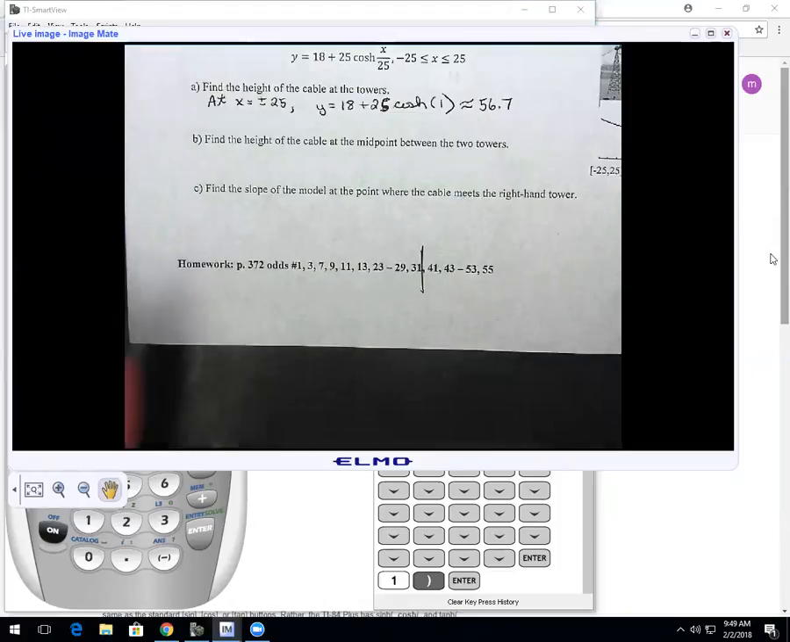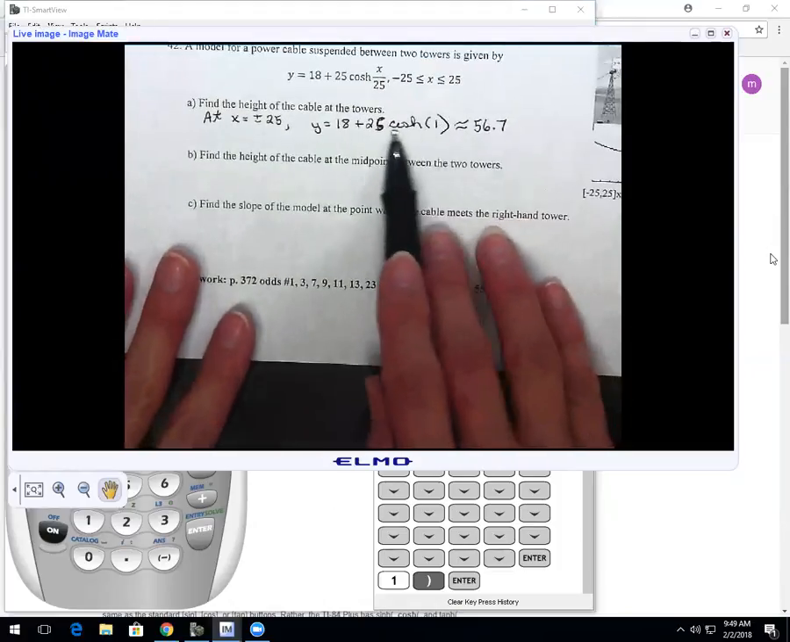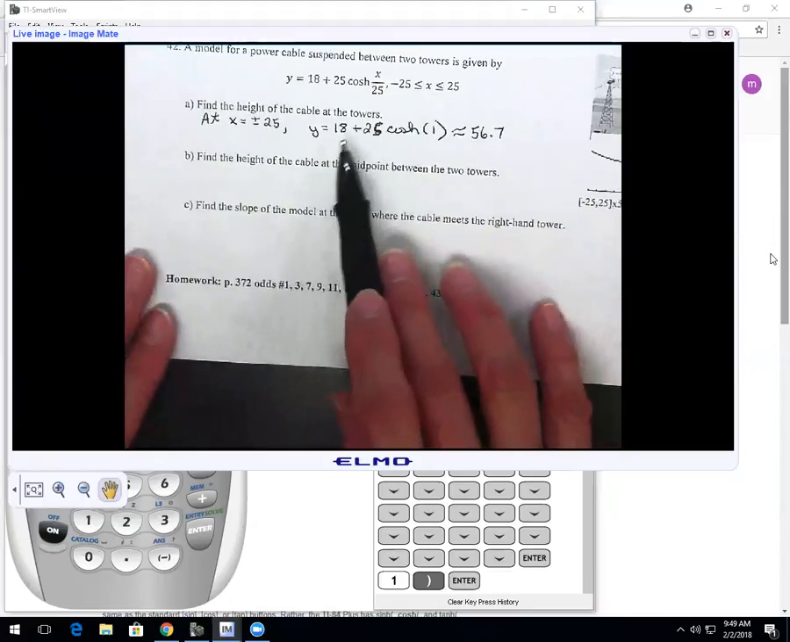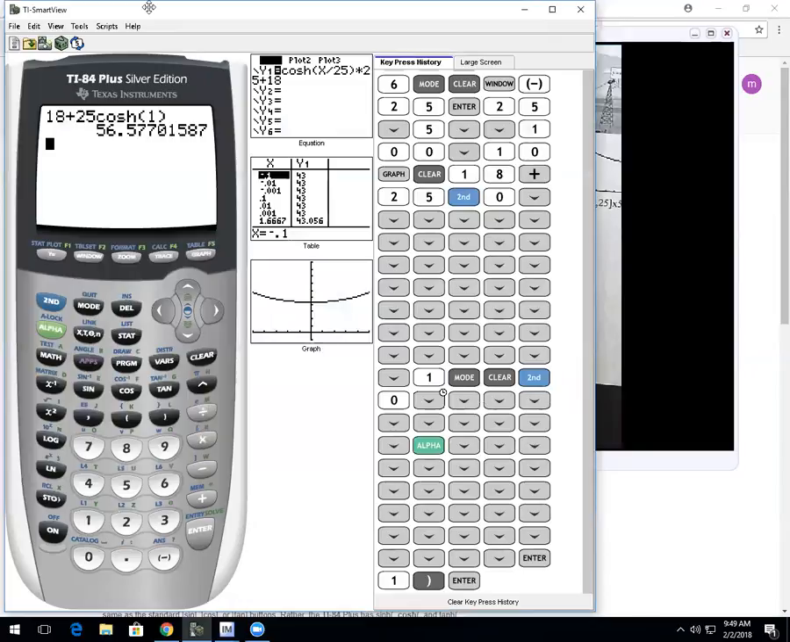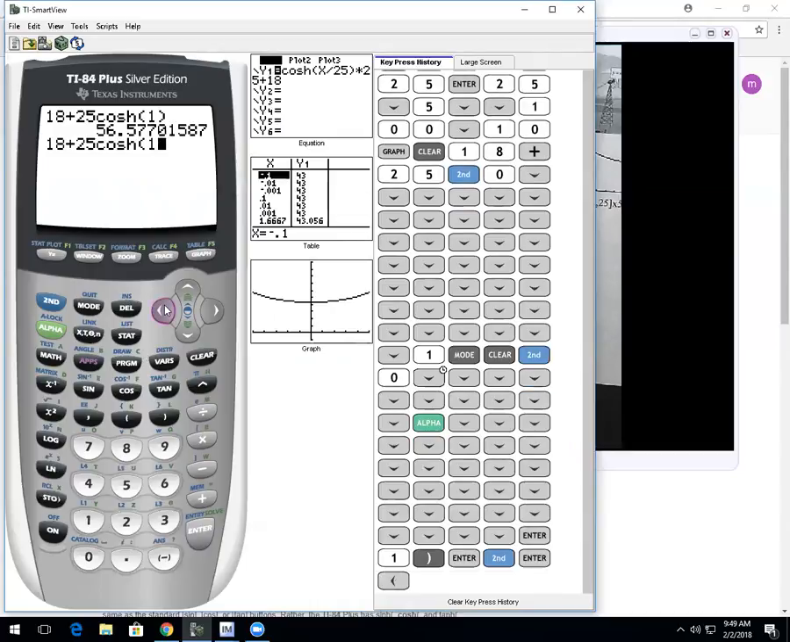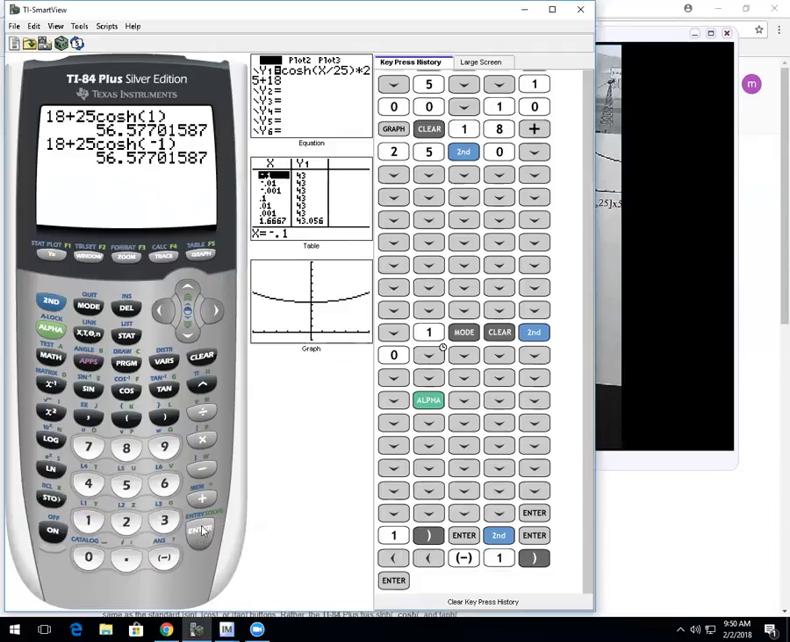And just for the heck of it, if I wasn't having such trouble getting the cosh on my calculator, I'd do 18 plus 25. Actually, all I have to do is second and entry will pull that back up and let me edit it without having to type it in again. And I can go back and make that a -1. And same thing. So the height of the cable at the towers is 56.7.